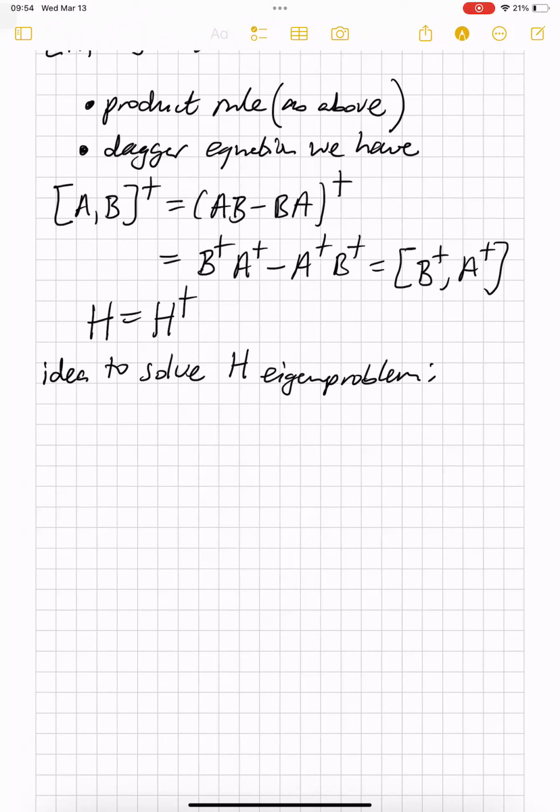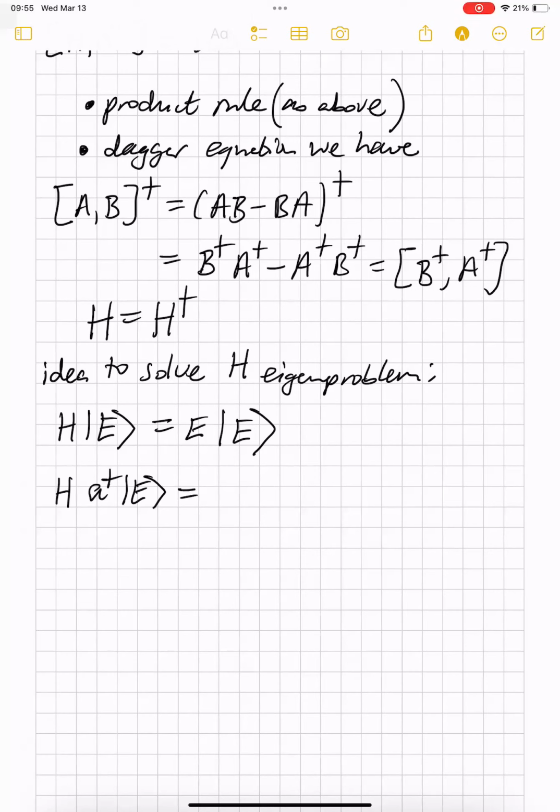Well, it's the following. Let's imagine that somehow you were smart enough to figure out one energy eigenstate. So that means the Hamiltonian acting on some ket E is equal to the energy times ket E. Somehow you figured out one solution. Well, now I want you to look at the Hamiltonian acting on A dagger times E.